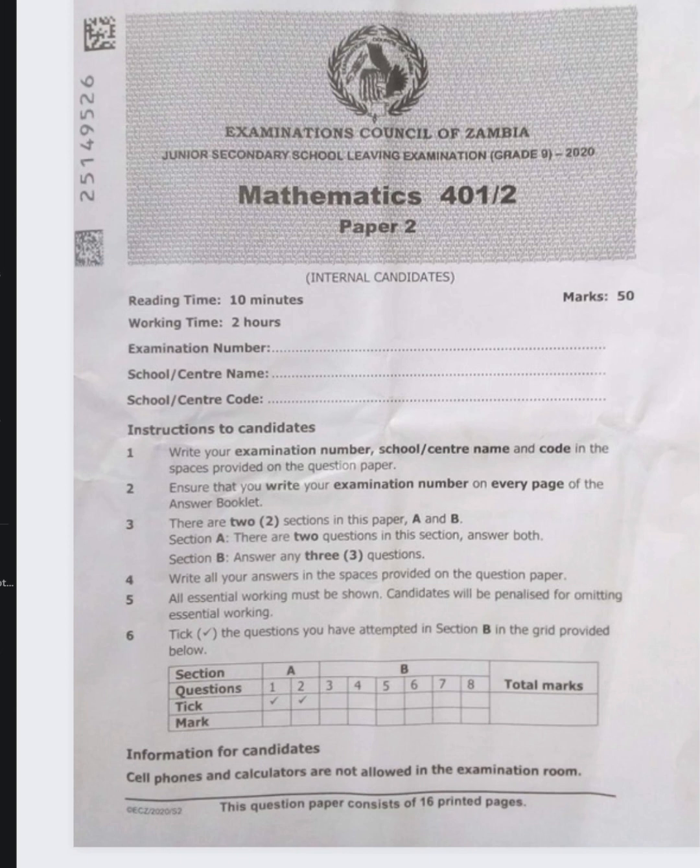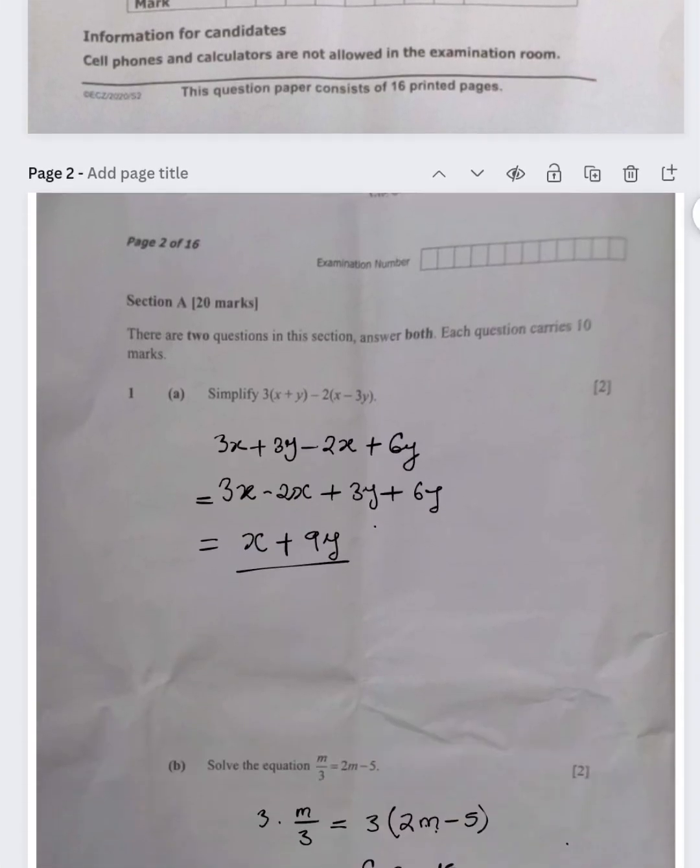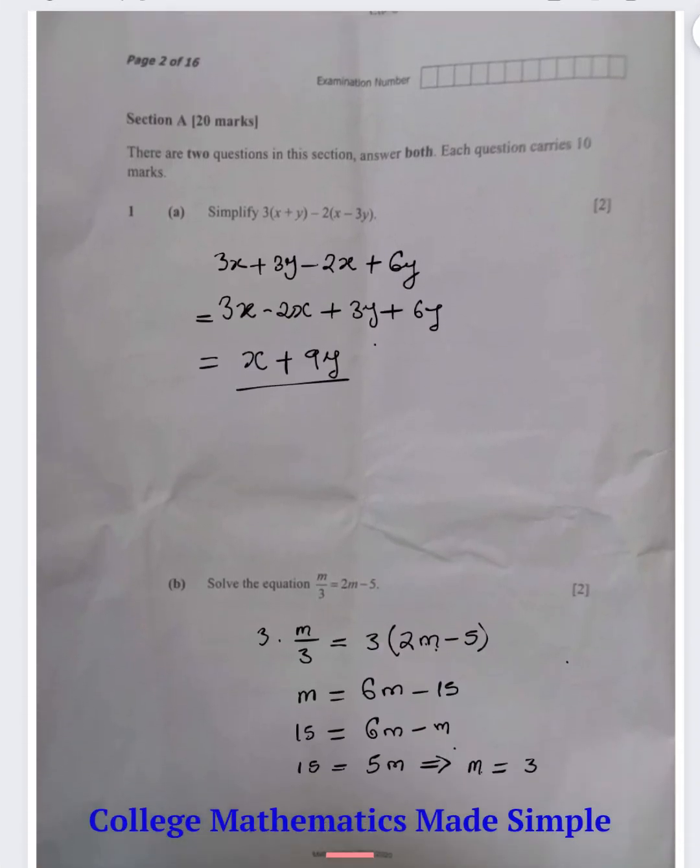So go through the questions in section B and see which ones you are going to attempt out of the 6 questions. Let us go ahead and start with section A. And the first question is very simple.